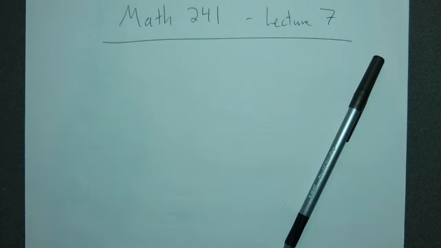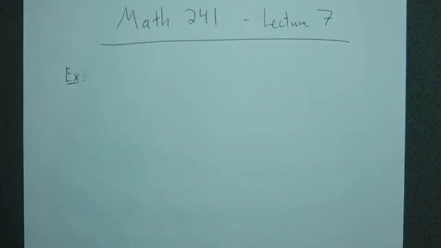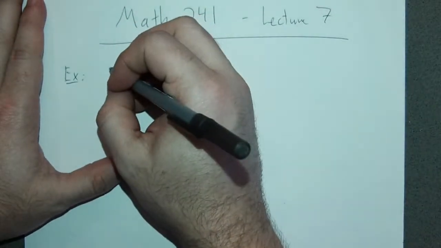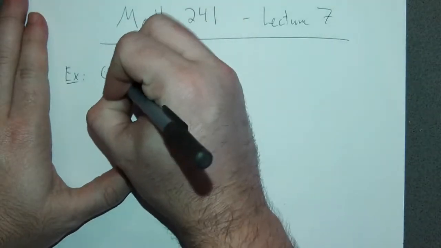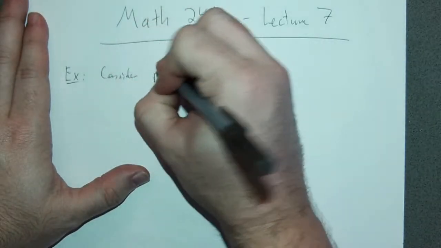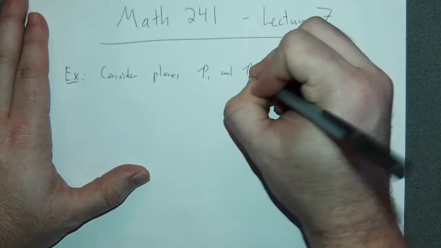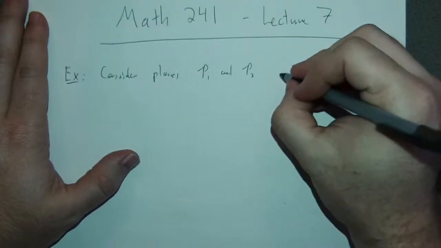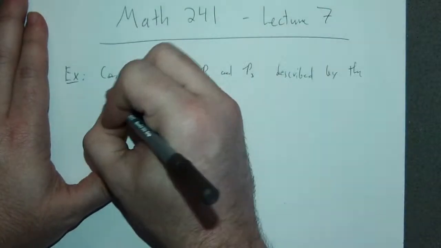So anyway, for the time being, the last couple things I wanted to say about planes, I wanted to do this nice example of finding the line of intersection for two planes that are not parallel. Of course, I could frame this question in a number of ways. So let's consider planes P1 and P2 described by equations.